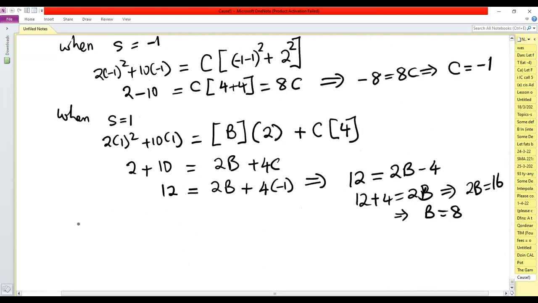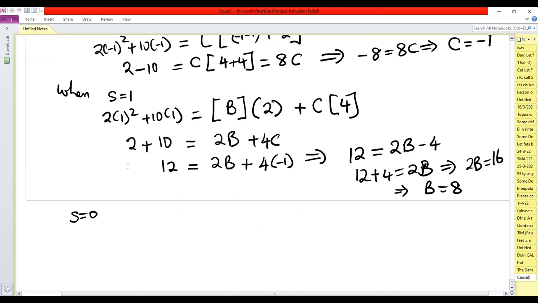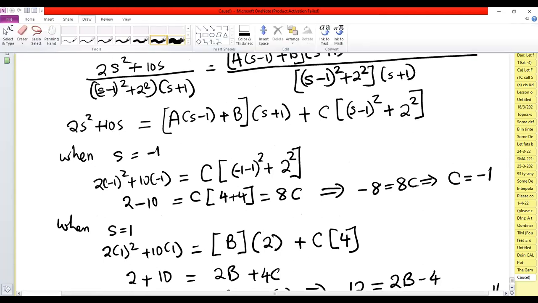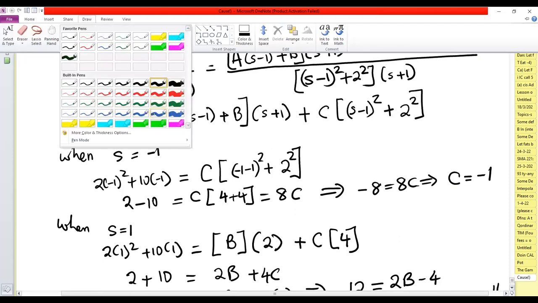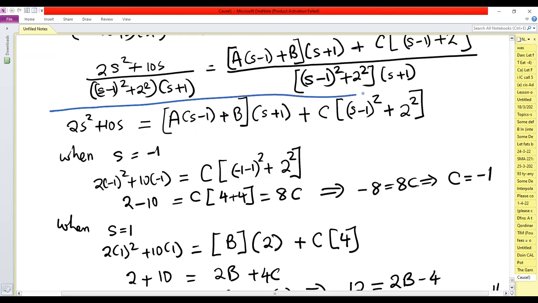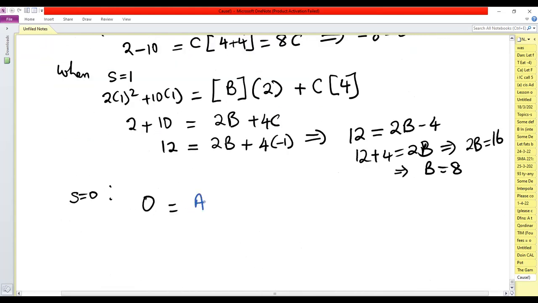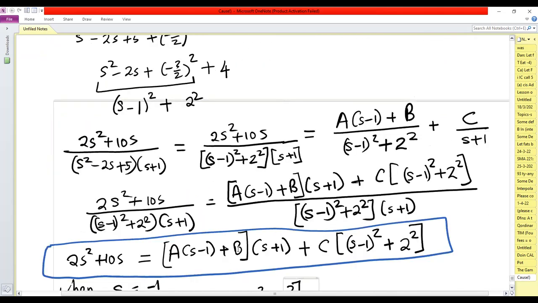Now, when we let s be 0, the left-hand side will be 0, because each term has s in it. Remember, this is the equation that we are making the substitutions in. So putting s equals 0, the left-hand side is 0, and we'll have A times minus 1 plus B.